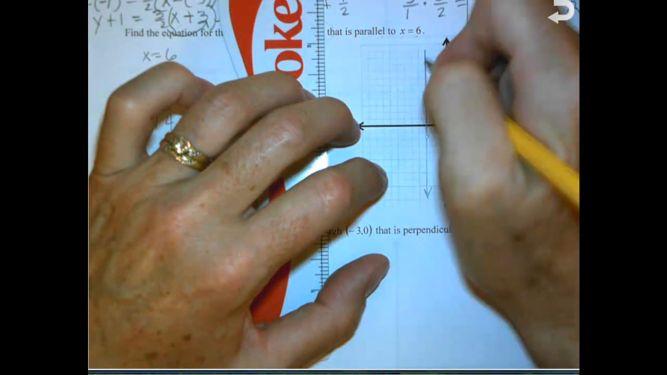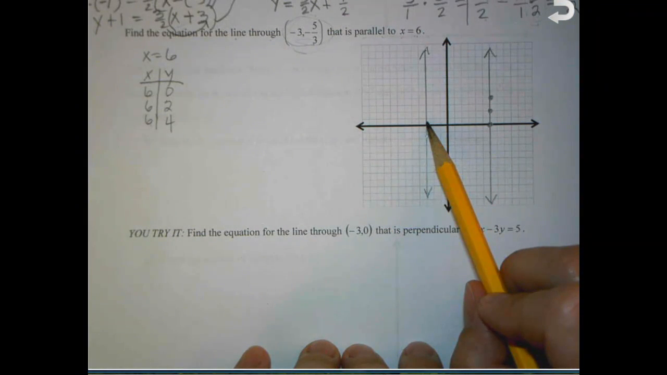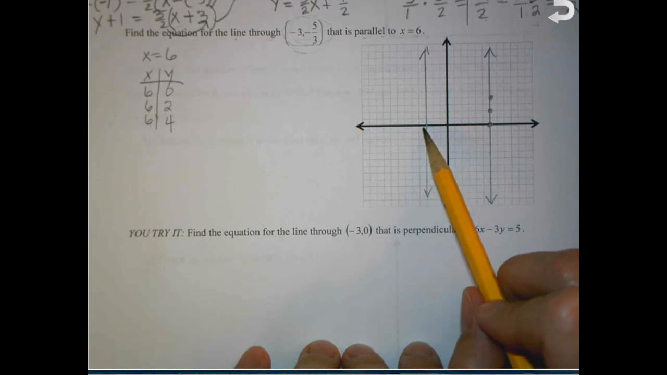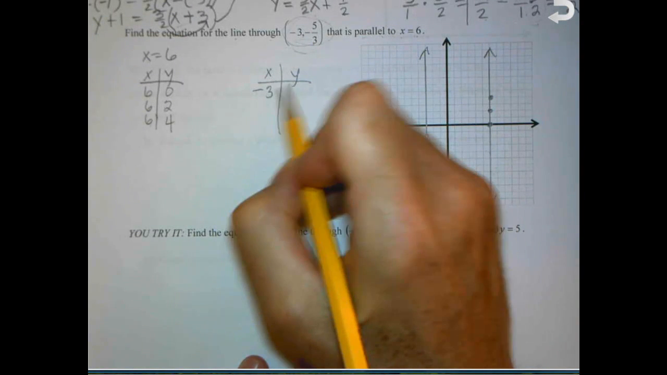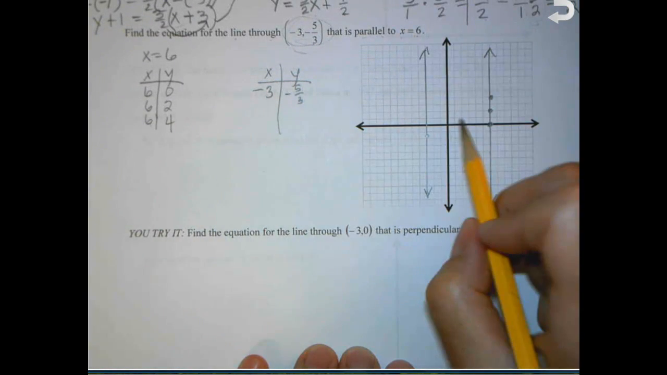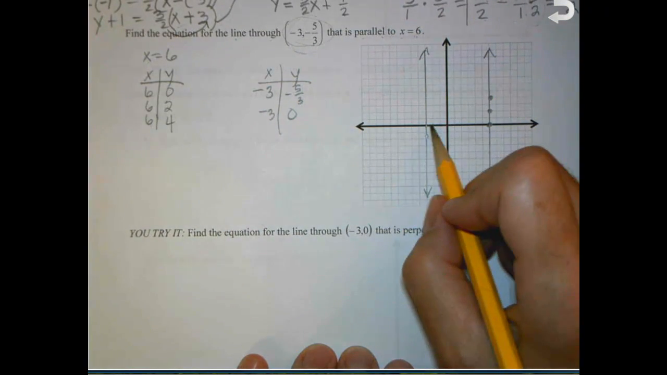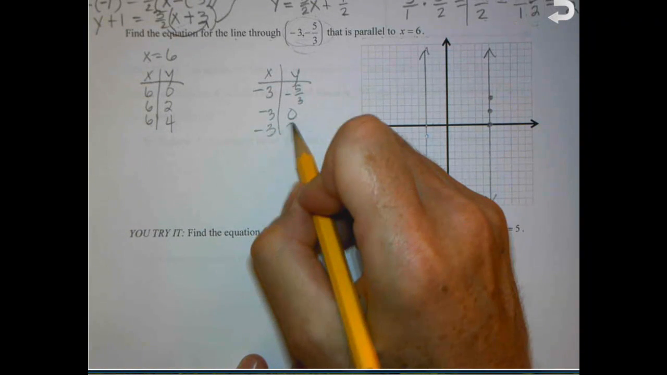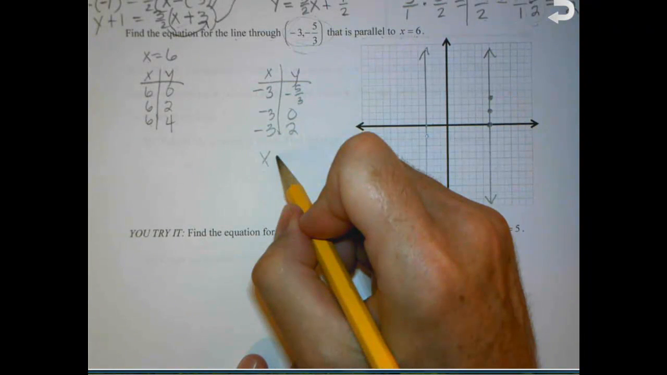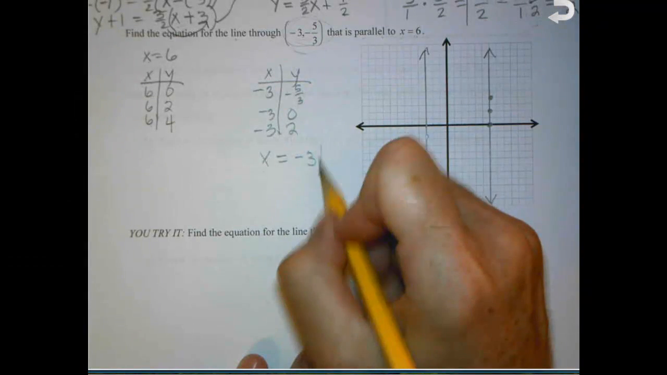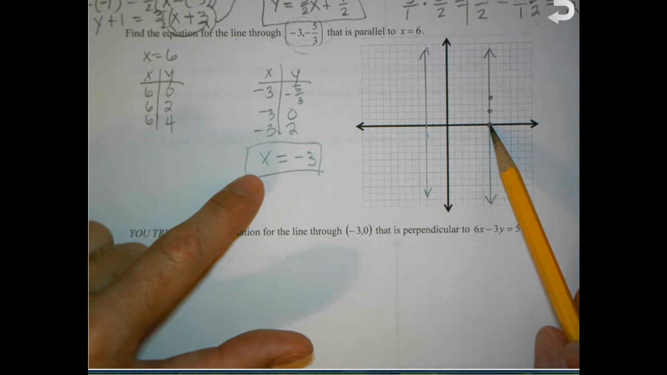So I'm pretty sure that this is my line. And then when I try to figure out what its equation is, I know I have one of my points already, (-3, -5/3). But I can see also that -1, -2, -3, (-3, 0) is a point, (-3, 2). And so if I look at my xy table, I can see a pattern that my x is always -3. So that's the equation of my line that's parallel to x equals 6.